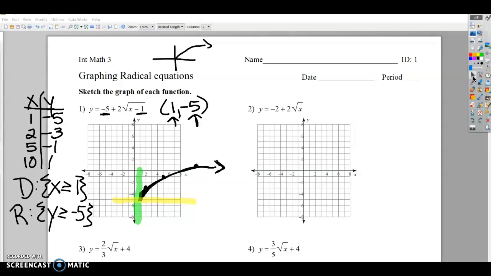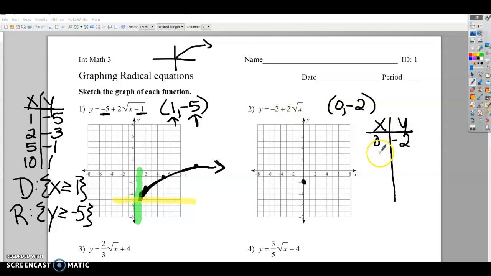All right, if we look at number 2, first thing we want to do is look at the vertex. So our h is inside our radical. There's no h here, so that's going to be 0. And our k is -2. So that's going to be our vertex, so 0, -2. And then again, if I create a table of values, that makes it easy to substitute numbers in and solve.